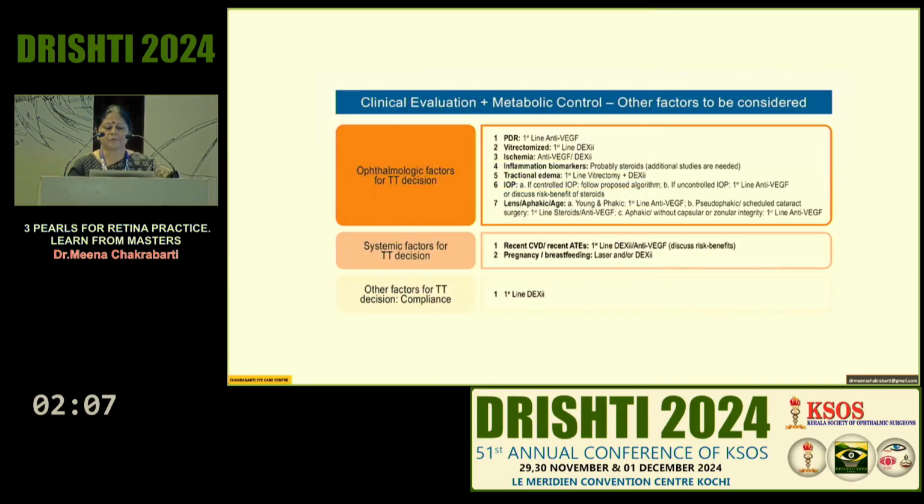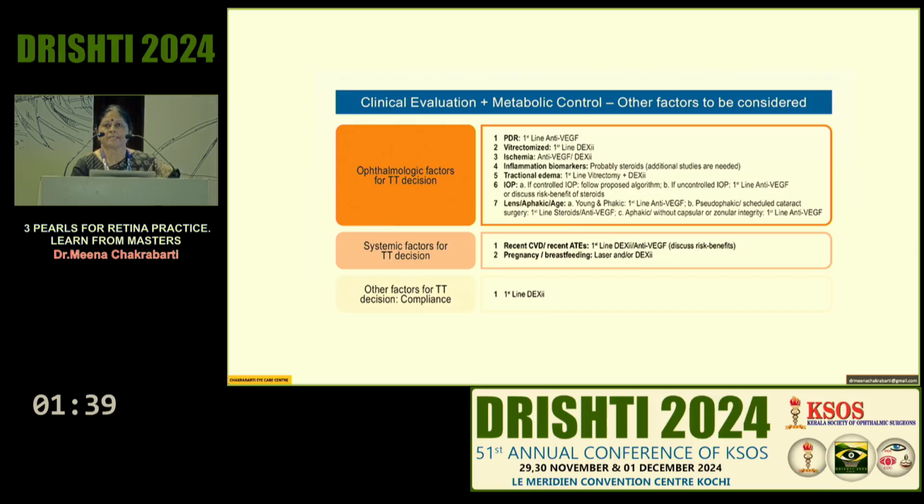There are certain ophthalmological and systemic factors which can be taken into consideration while deciding on the drug. If you have an associated PDR, VEGF is a drug of choice, and Ozurdex implant would be of choice in a vitrectomized eye. If there are inflammatory biomarkers like hyperreflective foci, both in the retina and the choroid, a subfoveal serous retinal detachment, then a steroid would be a choice.